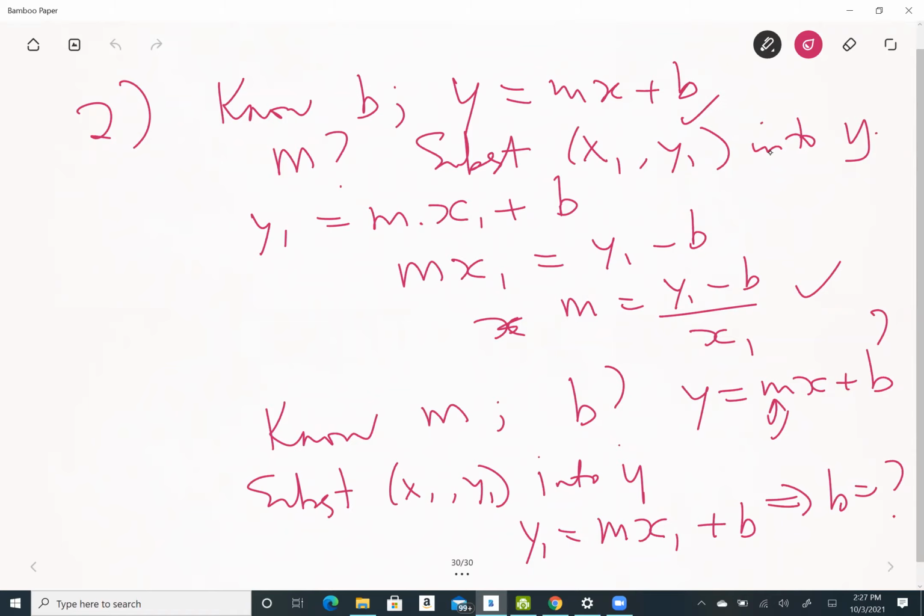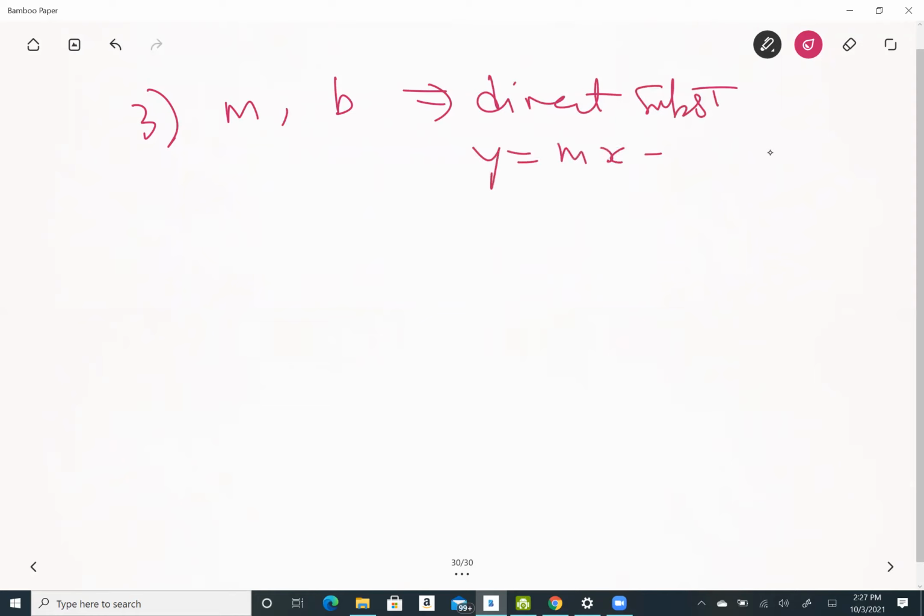Now for number three, very simple, very straightforward. For number three, you know the m and you know the b. So we just do direct substitution. You get y equal to mx plus b. This one is very trivial.